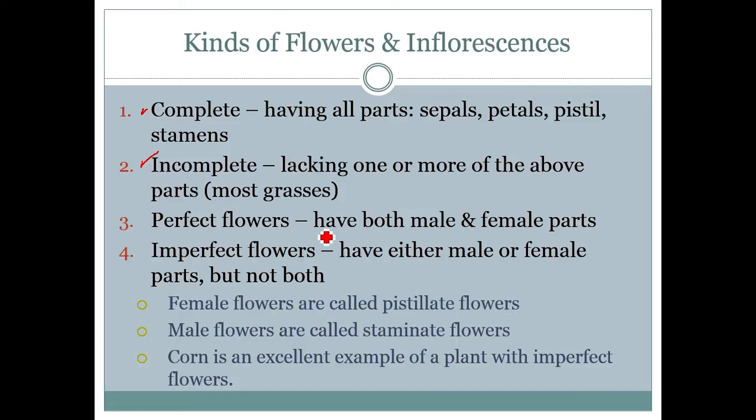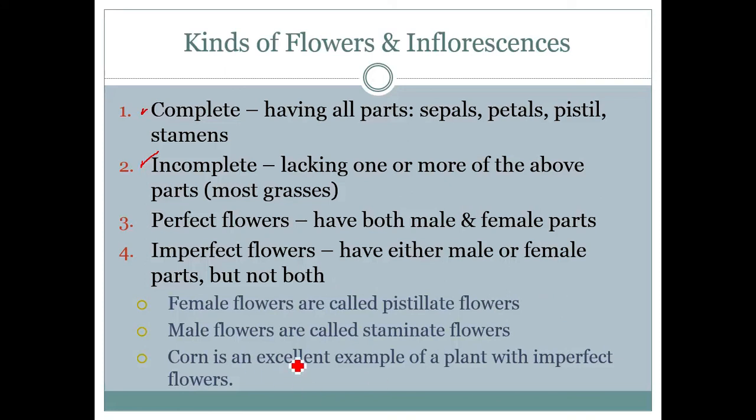Perfect flowers are described as those that have both male and female parts, regardless of whether they are complete or incomplete. It doesn't matter. As long as they have a pistil and a stamen within the same flower, they are regarded as a perfect flower. Imperfect flowers will have either male or female parts, but not both. There are not a lot of species that we have domesticated, at least, that have this particular characteristic. Some notable examples would be corn.